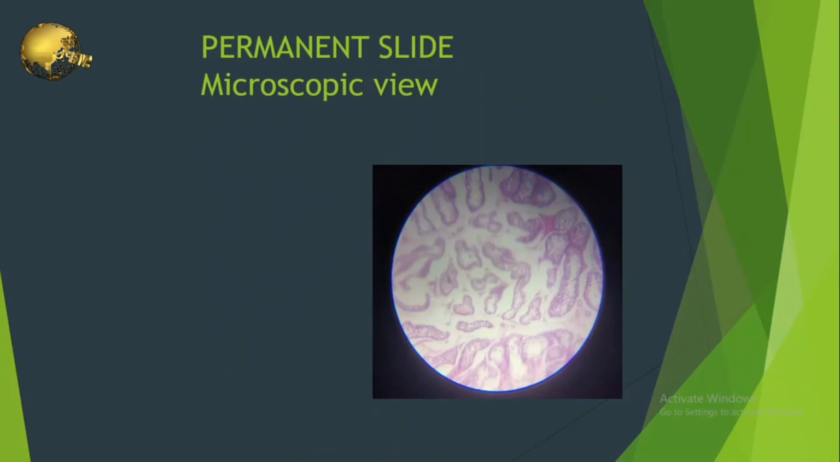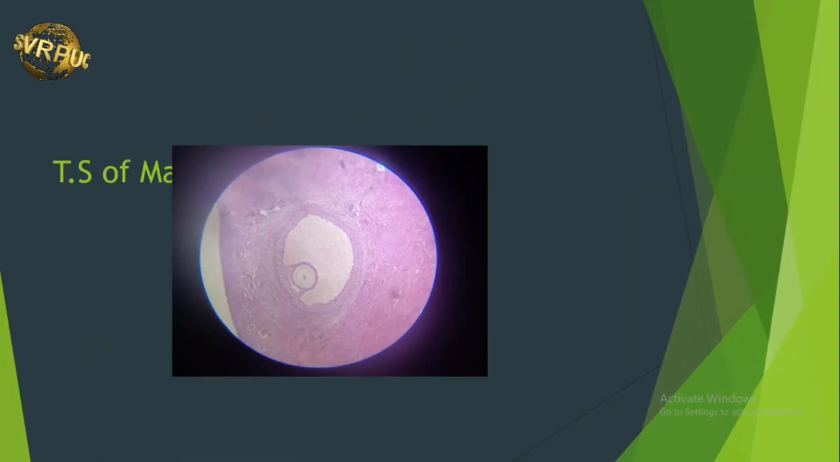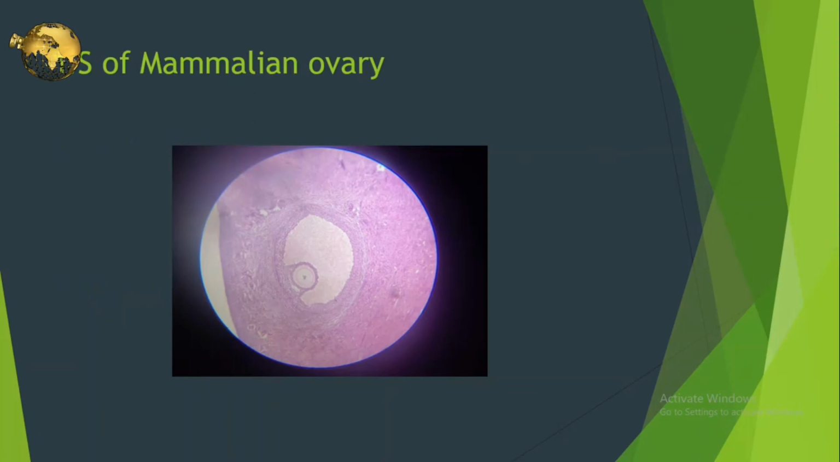When you watch the permanent slide under the microscopic view, the TS of mammalian testis looks like this. The TS of mammalian ovary looks like this.